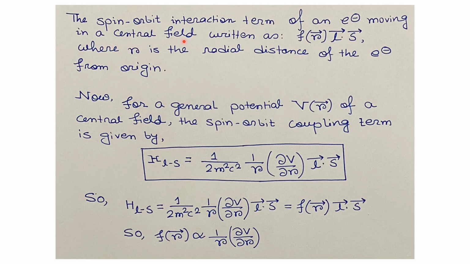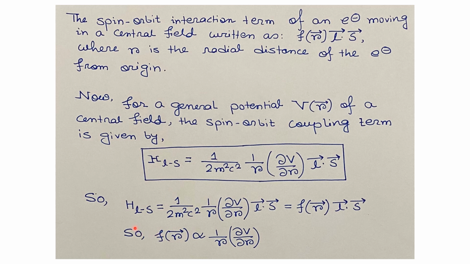The spin orbit interaction term of an electron moving in a central field is written as f as a function of position times L dot S, where r is the radial distance of the electron from the origin. Now for a general potential V(r) of a central field, the spin orbit coupling term is given by H_LS equals 1 by 2 m square c square times 1 by r times del V del r times L dot S. So this is the Hamiltonian for a general potential V(r) in terms of spin orbit coupling.